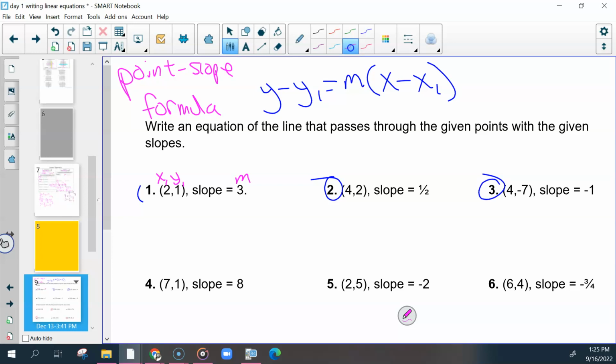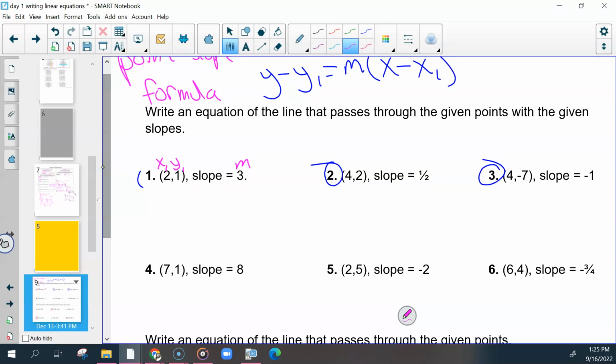So it's going to look something like this. The variable y minus, we are always subtracting, kind of like slope, always subtracting no matter what. Our y1 is 1, equals our slope, which is 3. And in parentheses, our x variable, always subtracting again, and then our x1 is 2. We're not done with it, but this is how we would set it up.